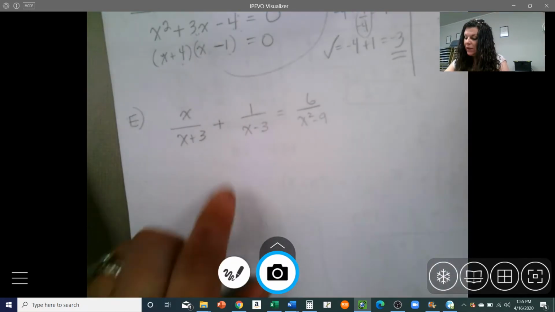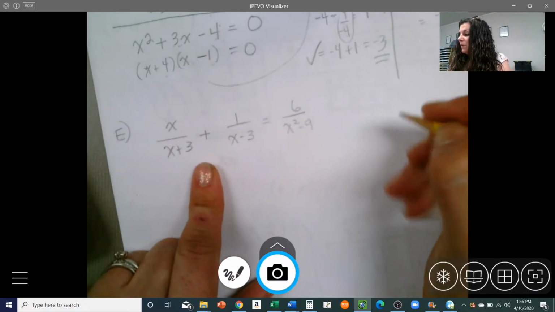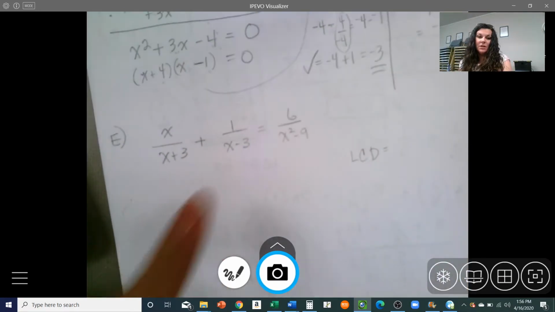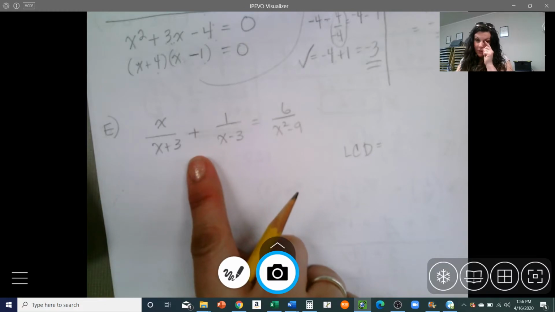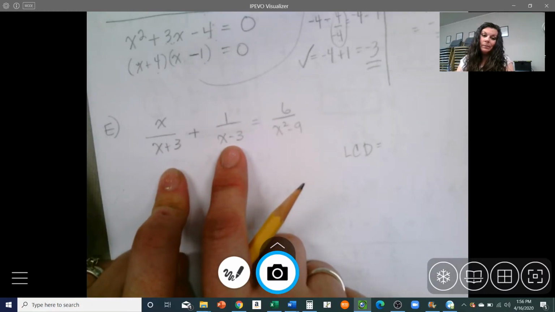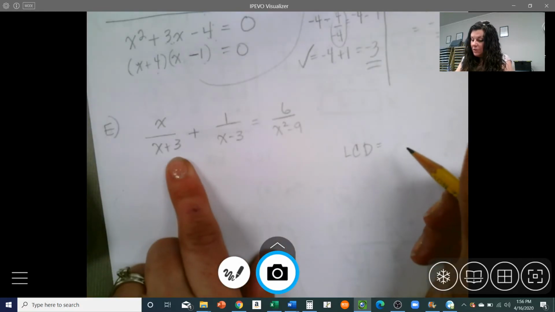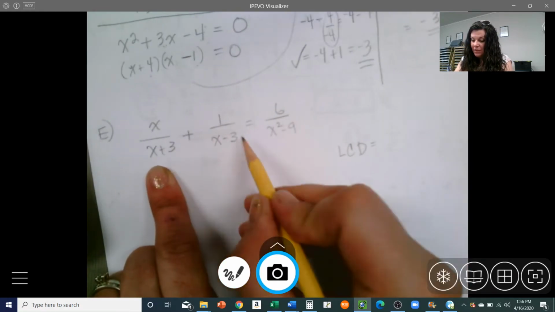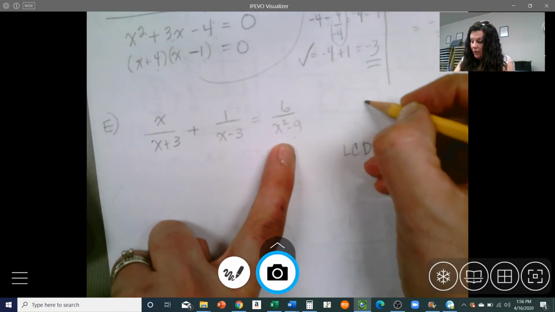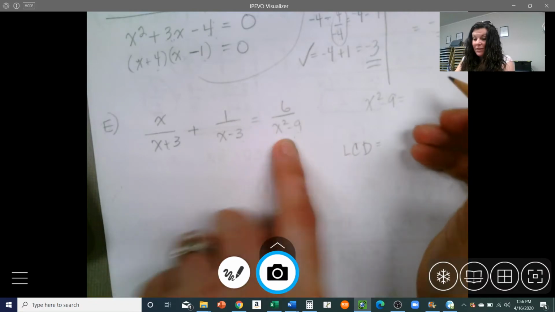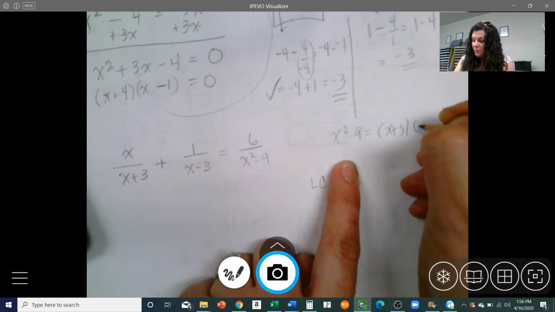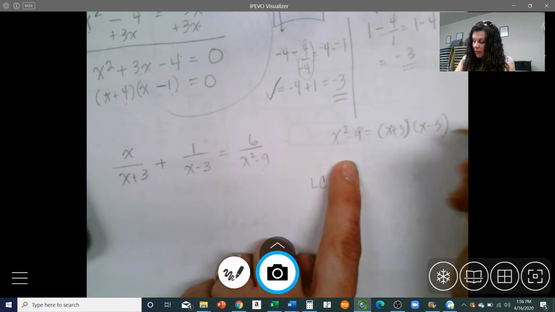Okay, so let's look at E. So E, I'm going to find my least common denominator because I have rational expressions that I'm adding, so I need a common denominator. Okay. So my least common denominator, if you look here, I have x plus 3 and x minus 3, and then this, remember, x squared minus 9 is the difference of 2 squares. So it is x plus 3 times x minus 3.